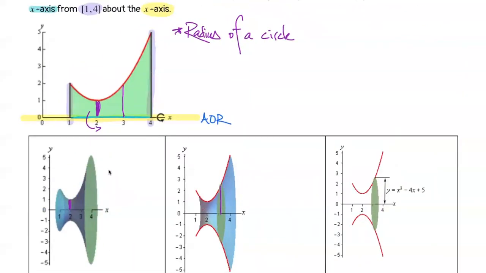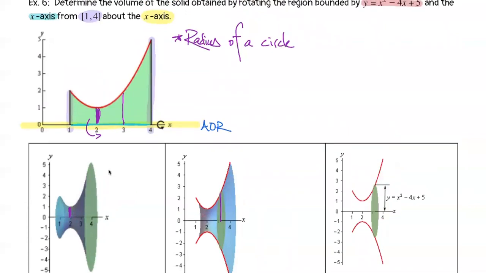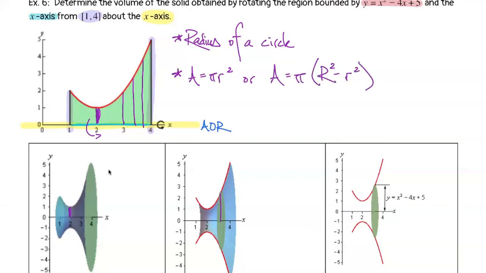Now, one question that we should attack now is, if we know this is a radius of a circle, do all of my purple lines touch my axis of revolution? Yeah, no matter where I draw them, I could draw one here, I could draw one here. All of these purple lines are going to touch the axis of revolution. And so that actually helps us make a second decision. Are we using area equals pi r squared, or are we using area equals pi big R squared minus little r squared?